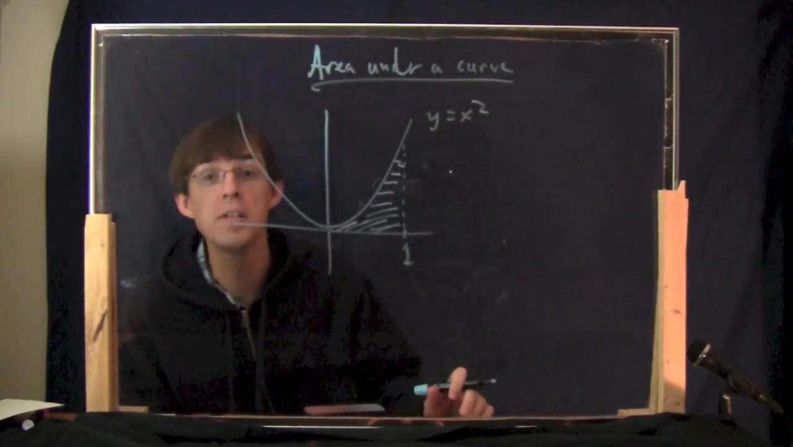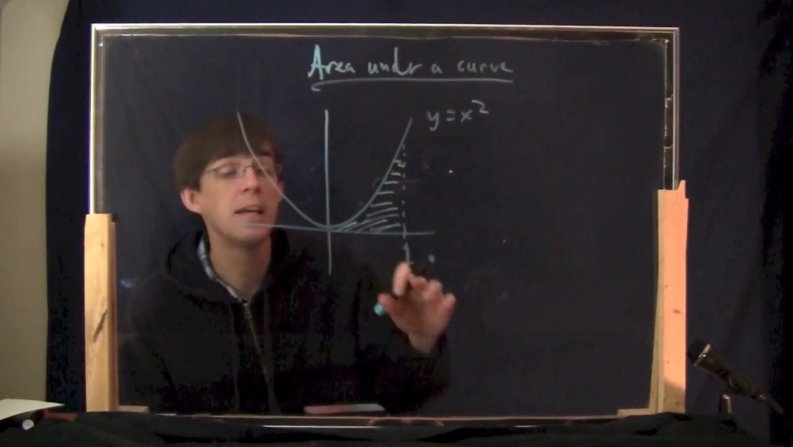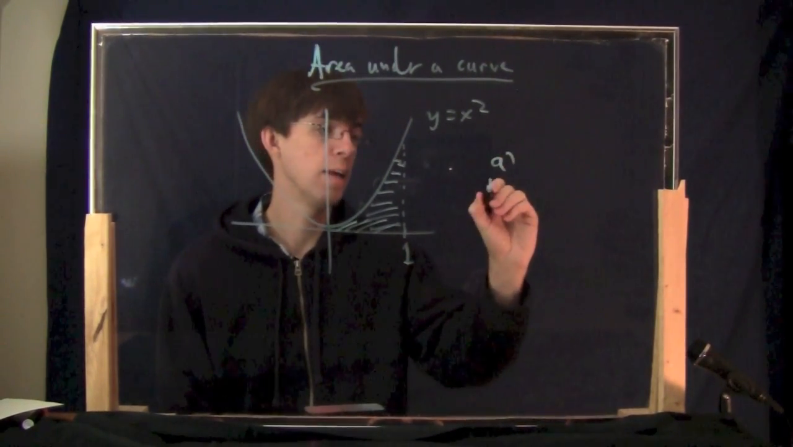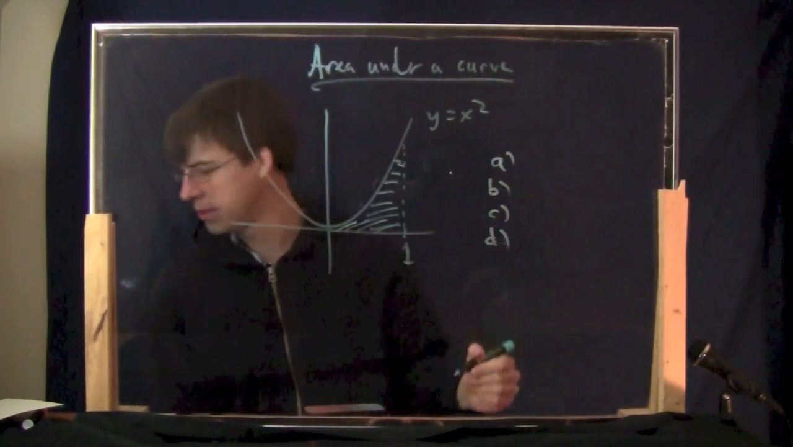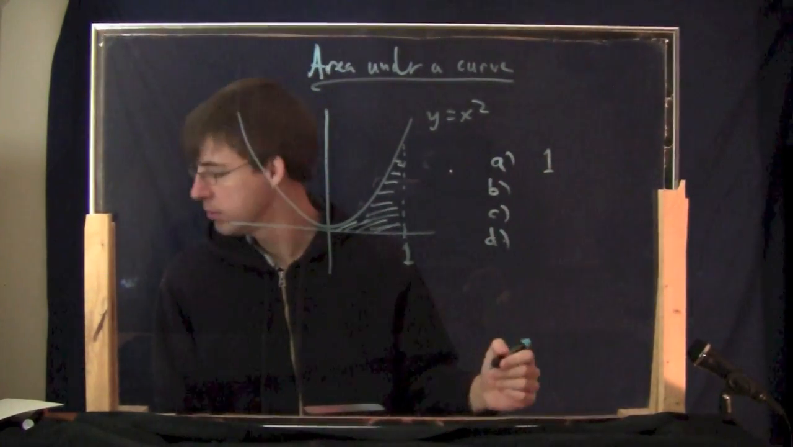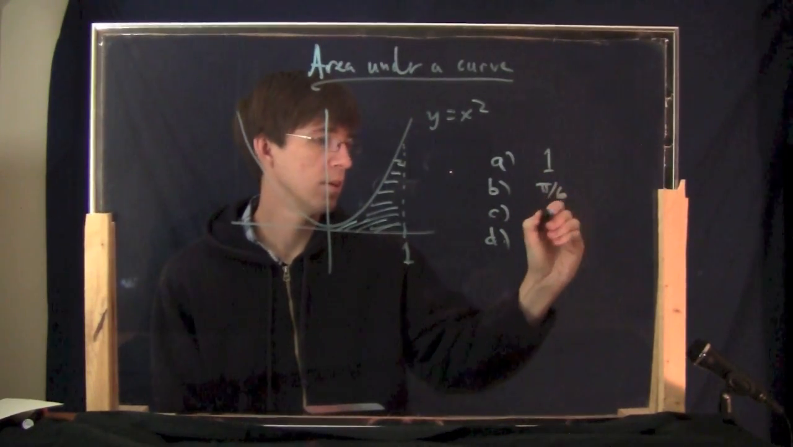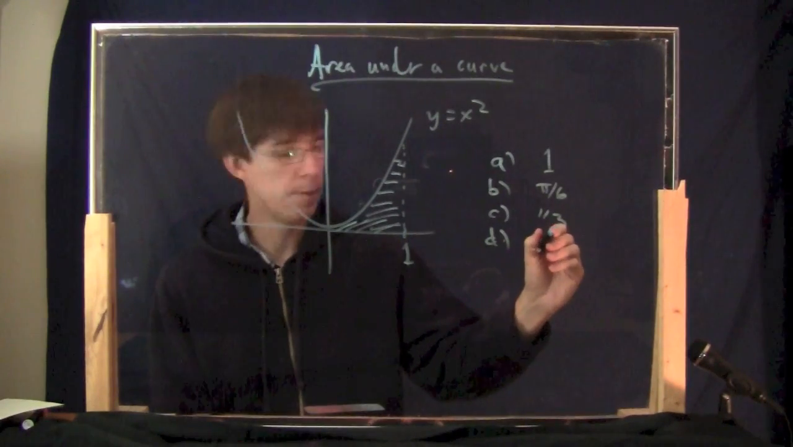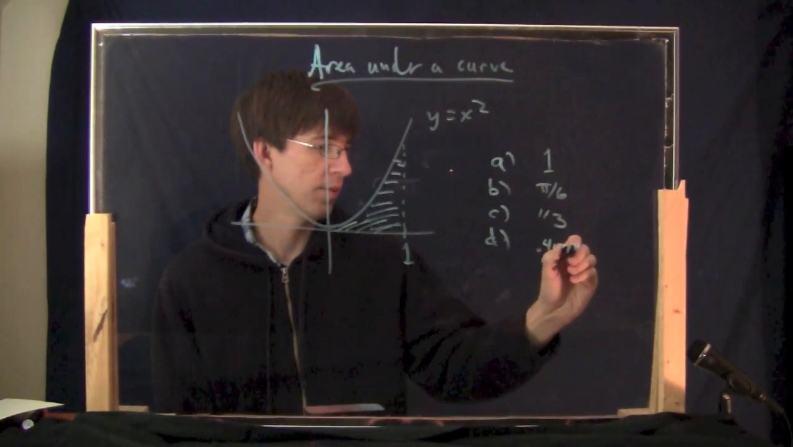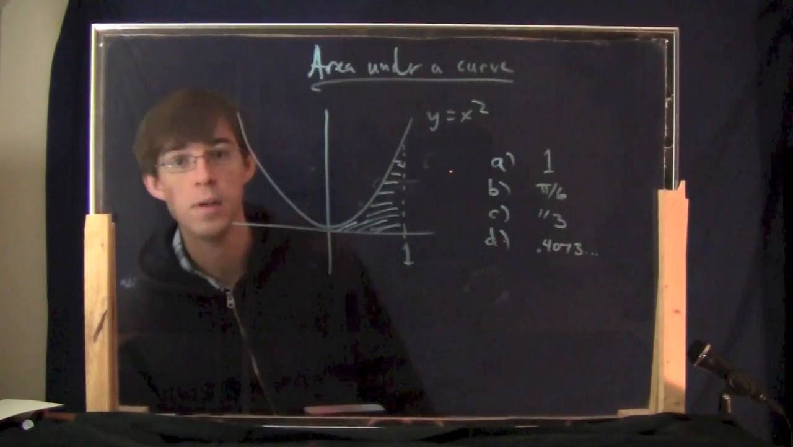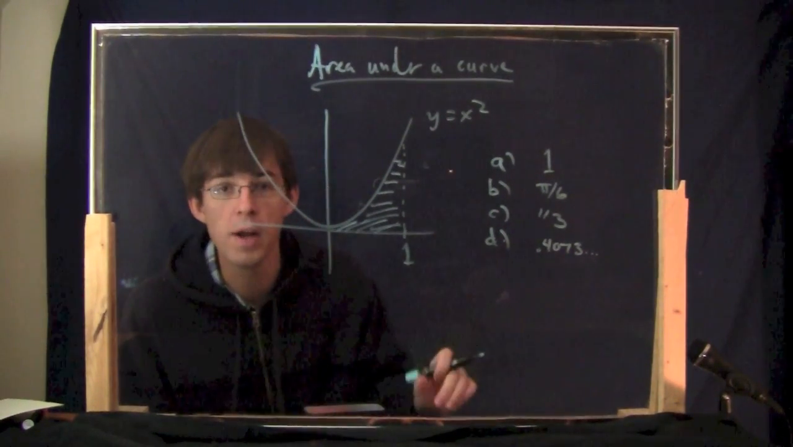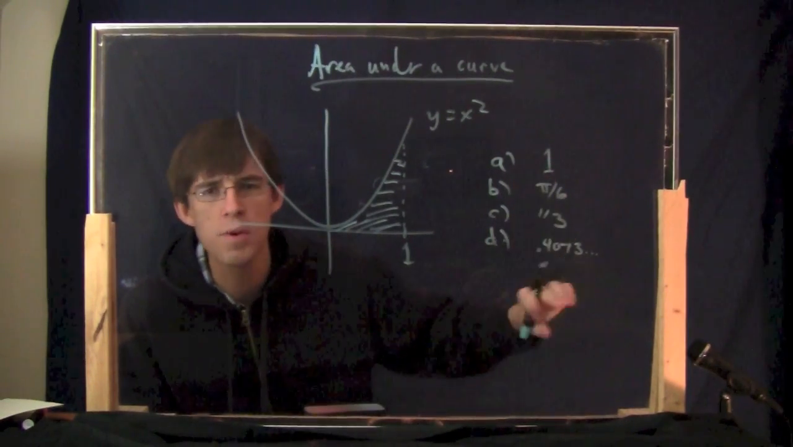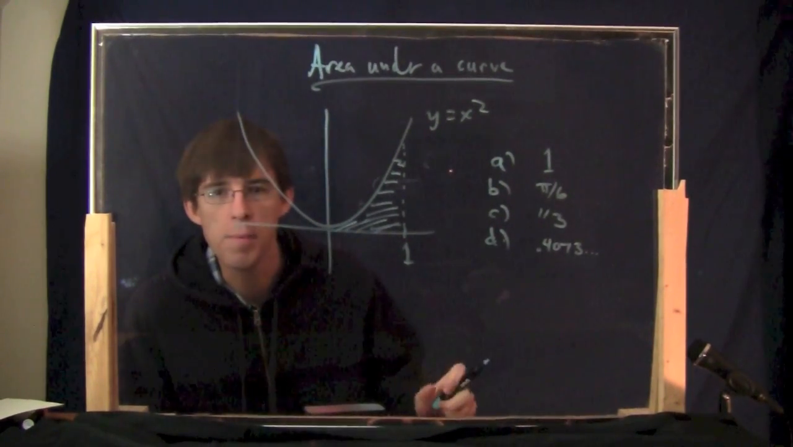Let's do a little exercise here. I'm going to give you a little multiple choice. What do you think that area is? I got A, B, C for answers, and D, I believe. A is 1, B is pi over 6, C is 1/3, and D is some number like 0.4073 something something something. What do you think? I don't actually expect you to know the answer. I'm just asking you to think about it. What kind of a thing do you expect the answer to be? I'll give you a moment to think about it.